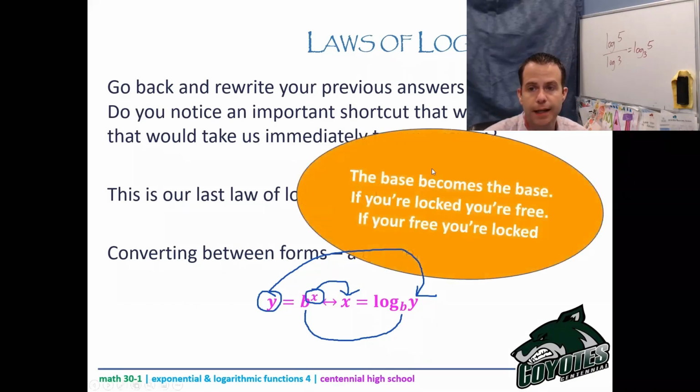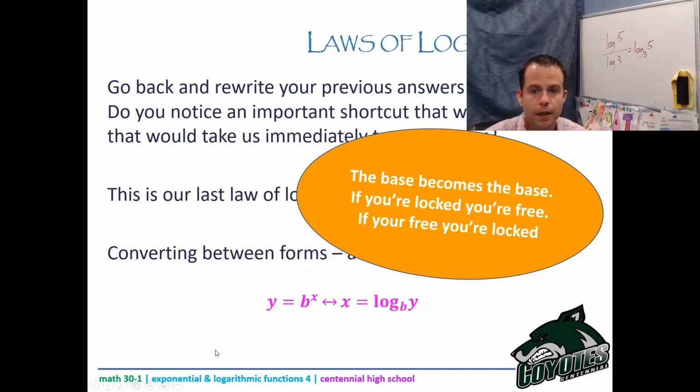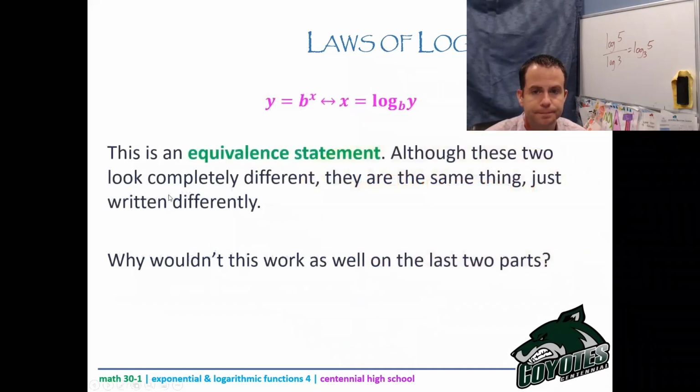So I've written that here for you. The base becomes the base. If you're locked, you're free. And if you're free, you're locked. And that's bad grammar. That should be apostrophe RE. I'll fix that before I PDF this. Okay. This is an equivalent statement. Although these two look completely different, they are the same thing. They're essentially an identity. They're just written differently.